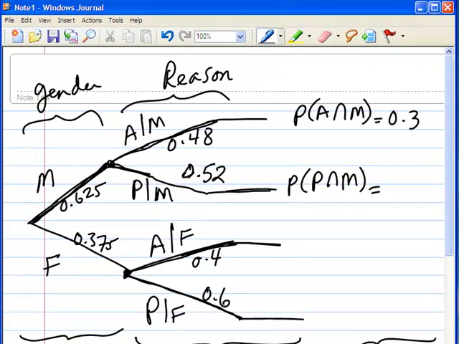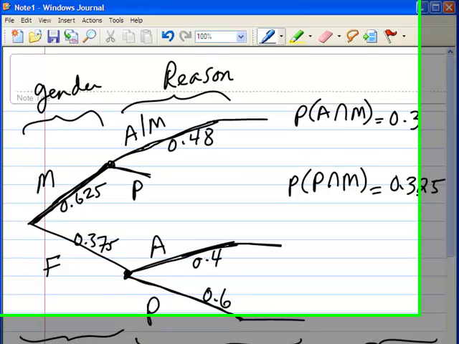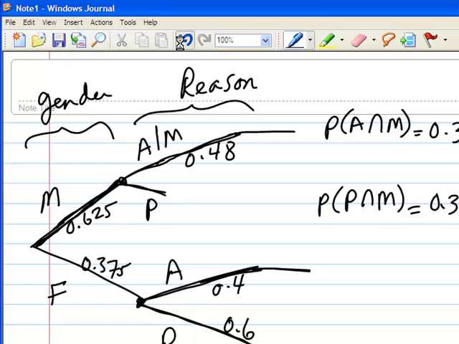This one is probability of P and M. The individual is a man and buys a car because of its performance. So P and M was 0.325. And if you were to multiply 0.625 times 0.52, you're going to get 0.325.